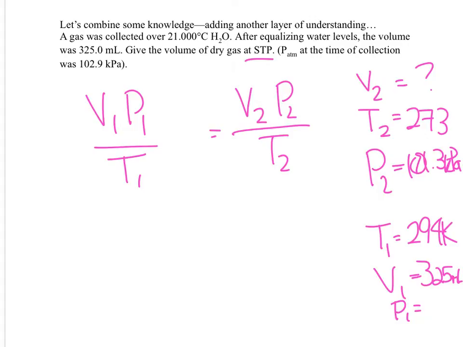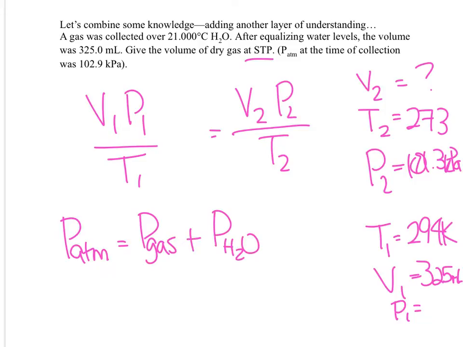Right, and so that means that the total pressure is equal to atmospheric pressure. That's why they say that after it equalizes. So that means that P atmosphere is equal to the pressure of the gas plus the pressure of the water at 21 degrees Celsius. What's the pressure of the water at 21 degrees Celsius? You don't know what it is. You've got to look in your book.